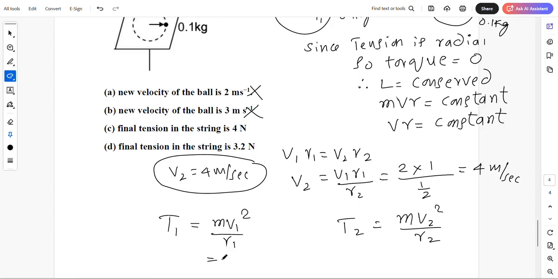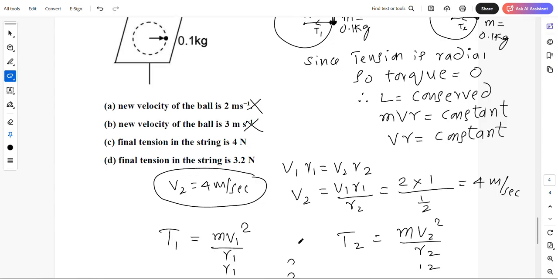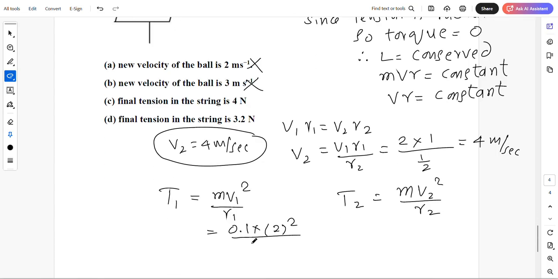Let us calculate. M is 0.1, given. V1 is 2, the whole square, divided by R1, which is 1. That is equal to 0.4 into 0.1, which is 0.4 Newton. This is the initial tension. Let us calculate the final tension.